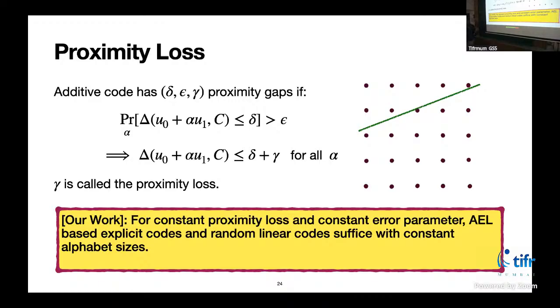So in our work, we also show that if you want constant proximity loss, this quantity gamma is called the proximity loss, and constant error epsilon, then constant size field size is enough. You don't need to go to n size field or q size field. You don't need to go to very large fields or very large alphabets. And random linear codes will work, and these explicit expander based codes will also work.